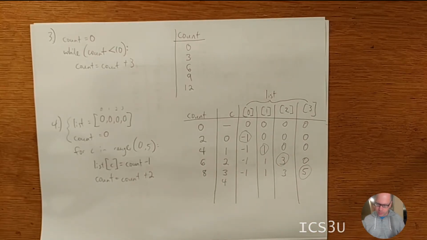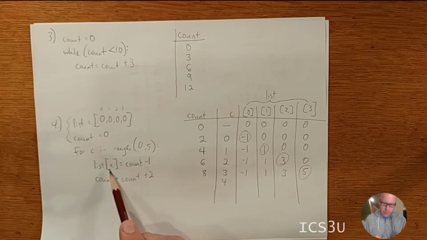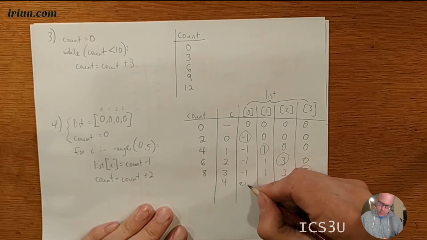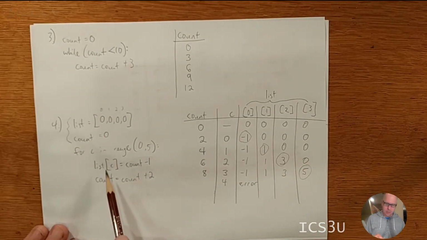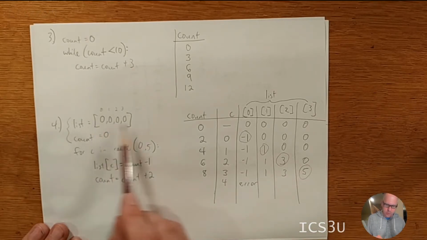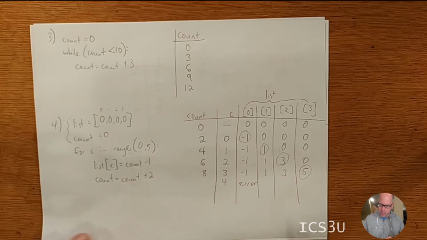All right, now let's see what happens. C is 4. We're going to try to modify list at location 4. And it looks like we're going to get a syntax error. So you just put error, because it's trying to access list at location 4. List at location 4 doesn't exist. See that? So there's an error, and that's how it ends.